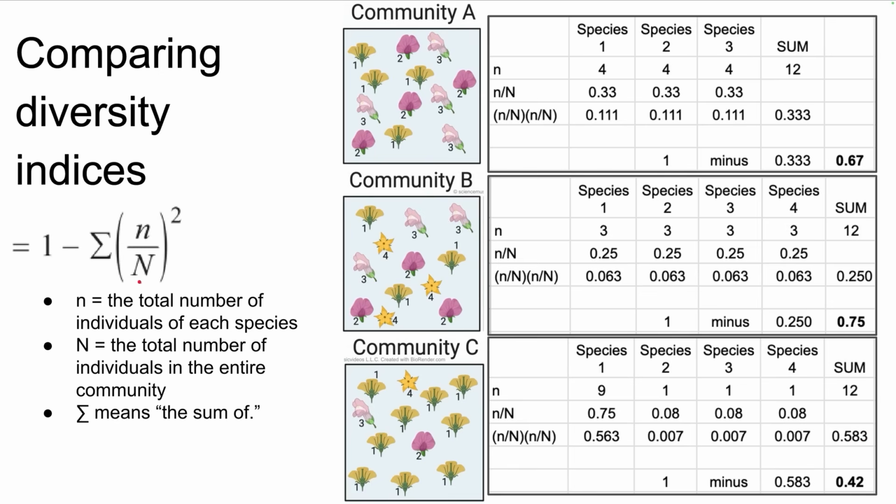We know that we have to subtract the sum from 1, so 1 minus 0.583 is 0.42. So we see that community C, even though it has 4 species, has a lower diversity than community A, and that's because it had very low species evenness.